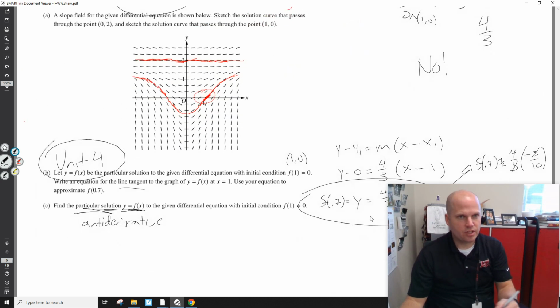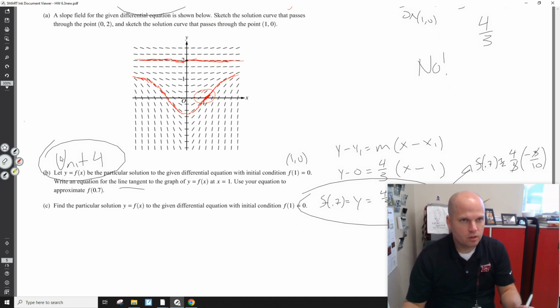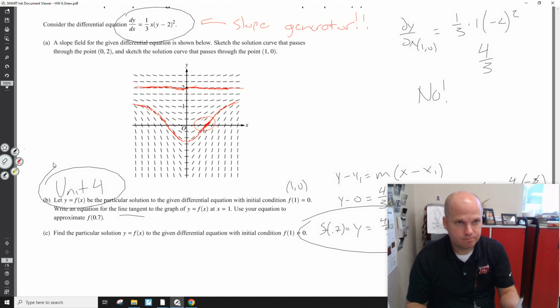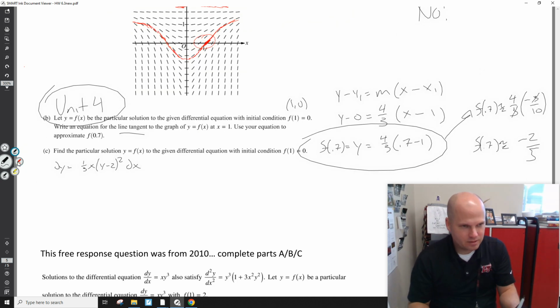Now, let's do the good stuff. I wish I had more of these in the homework, but let's see. Solve. All right. Separate my variables is going to be worth 1 point. Going to multiply by dx. I get dy equals 1/3 x y minus 2 squared dx. I need to divide by my y's, but my y's are inside this square. Guess what you're going to do? Divide by y minus 2 squared.